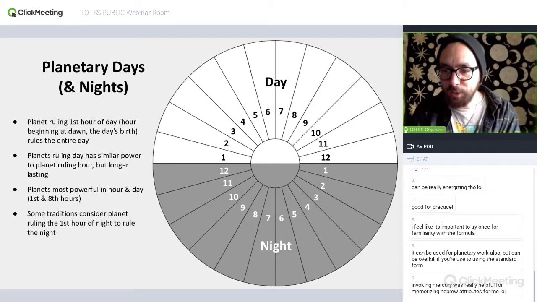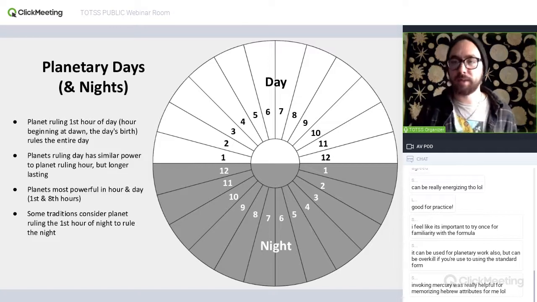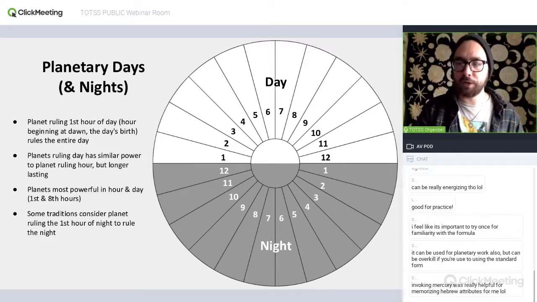Oh, and I didn't see when your comment came in there, Starlight, but you were noticing that invoking Mercury was really helpful for memorizing Hebrew attributes. Yeah, sure. That's a great use of Mercury's powers.